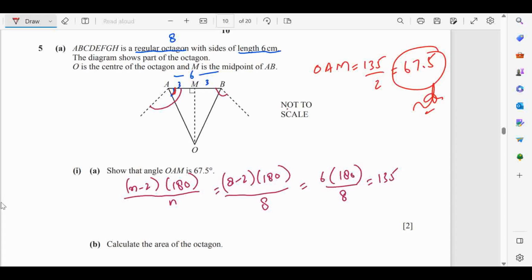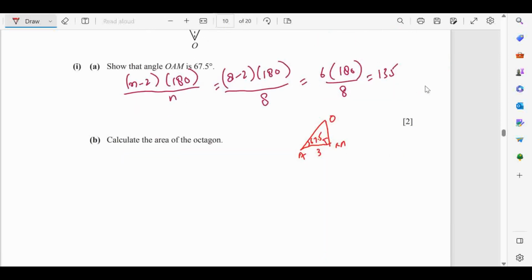In part B, calculate the area of the octagon. For the area of the octagon, we can see that triangle OMA is a right angle triangle, but we don't know the height. Height is OM. So let's find the height first, and this angle is 67.5. Basically the shape will be like this: this point is M, this is O, and this is A. We know that this side is 3, and this angle is 67.5. To find the height, we can apply tan of 67.5 equal to perpendicular by base. So base is 3. Height will be equal to 3 into tan of 67.5.